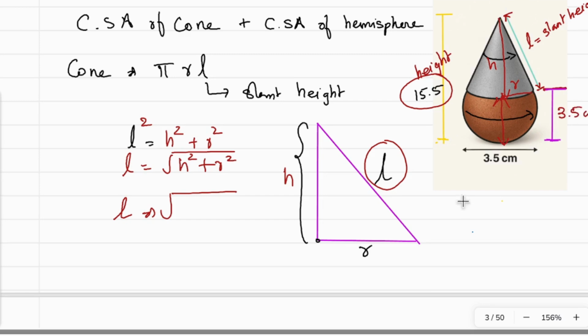In order to find the height of the cone, what we have to do? h is equal to the total height of the toy minus the depth of the hemisphere, right? So how much will we get here? We will get 12 centimeter. So our h is equal to 12 centimeter. h means height of the cone. Height of the cone is 12 centimeter.